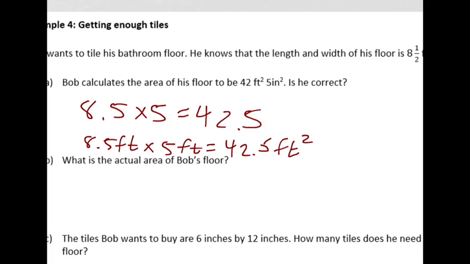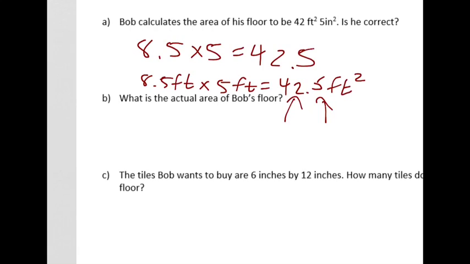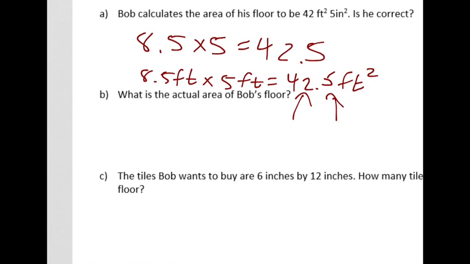Can you see where you got the 5 inches squared though? Oh, because he did feet and feet. Because there's a 42 here, he figured that was the feet reading, and then that's not a full foot, so that must be inches. Is his thinking correct though? It's not. It's 42.5 square feet, period. So what's the actual area of Bob's floor? Well, we just figured that out. It's 42.5 square feet, and that's it.